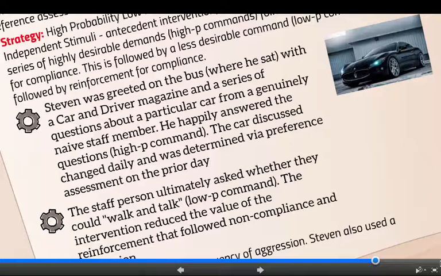So that was a high probability command. We posed a demand, asked him to answer questions. There was a high probability that he would comply. Sure enough, he did. He really liked discussing the cars. And the other thing I should note was that the car discussion changed on a daily basis. So we didn't stay with the same car, the same questions. It was varied. He was a very smart guy, so we didn't want to bore him with the same questions on a day-to-day basis. So that varied from one day to the next.